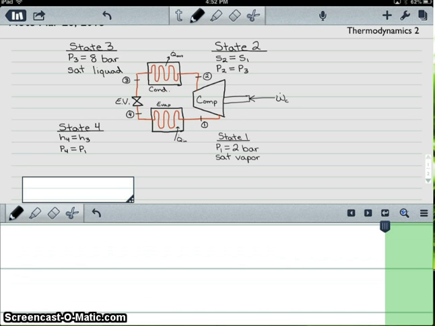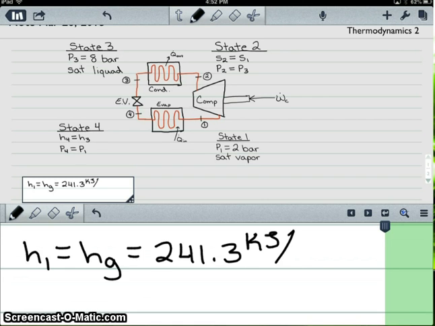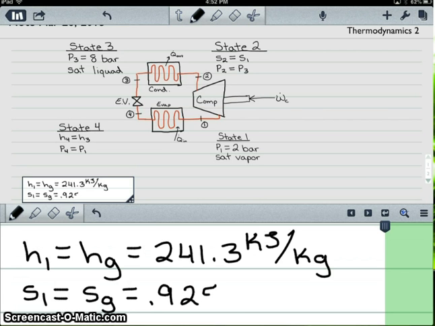h1 equals hg, which equals 241.3 kilojoules per kilogram. We also have s1, which is equal to s at the gaseous state, which is 0.9253 kilojoules per kilogram Kelvin.